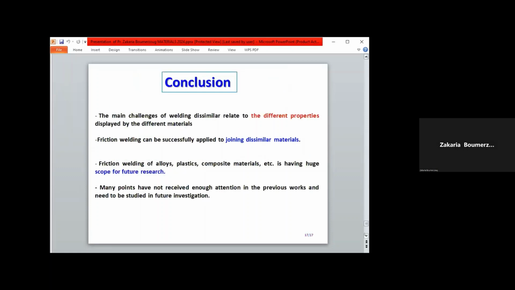As conclusion, the first point: the main challenge of welding dissimilar materials relates to the different properties displayed by the different materials. The second point: friction welding can be successfully applied to joining dissimilar materials. The third point: friction welding of alloys, plastic, composite material, etc., has a huge scope for future research. Many points have not received enough attention in the previous work and need to be studied in future investigation.